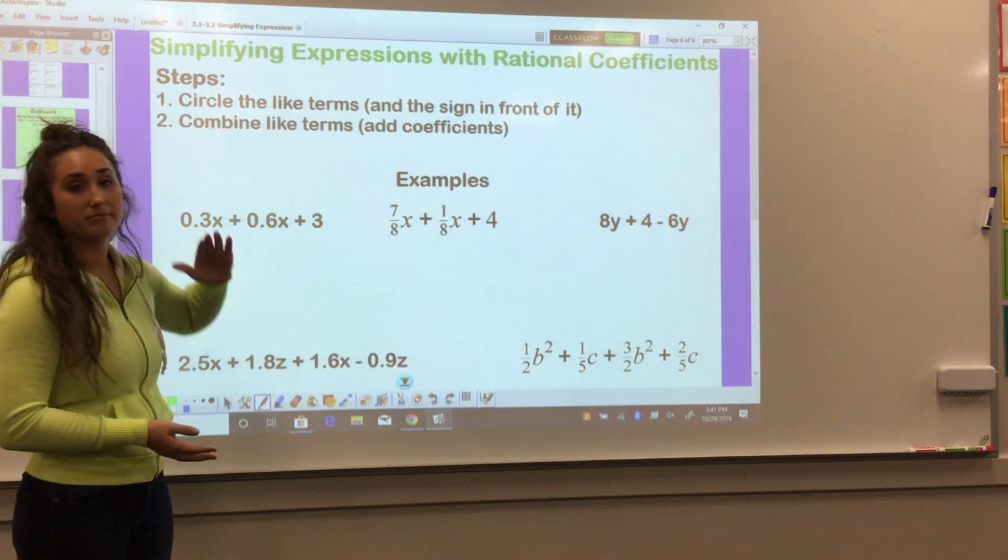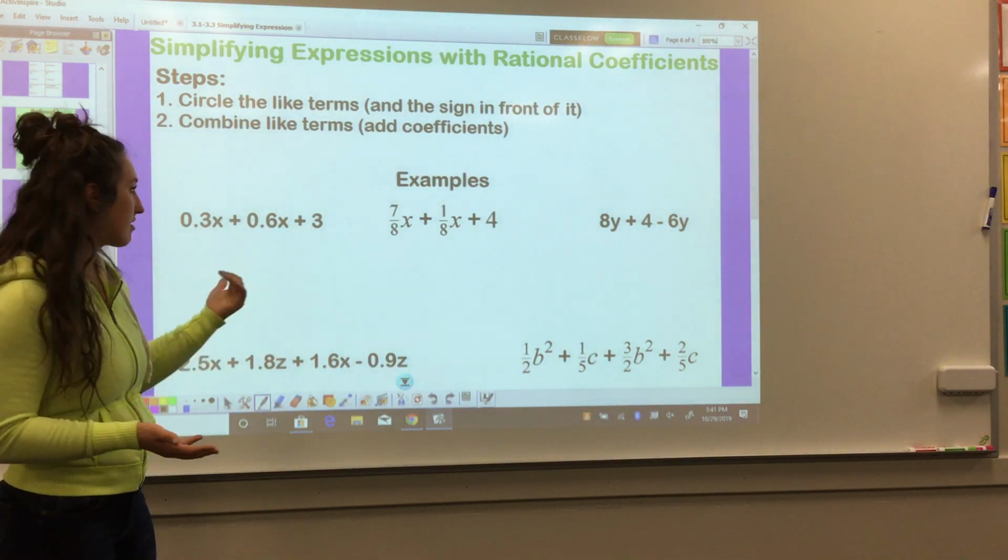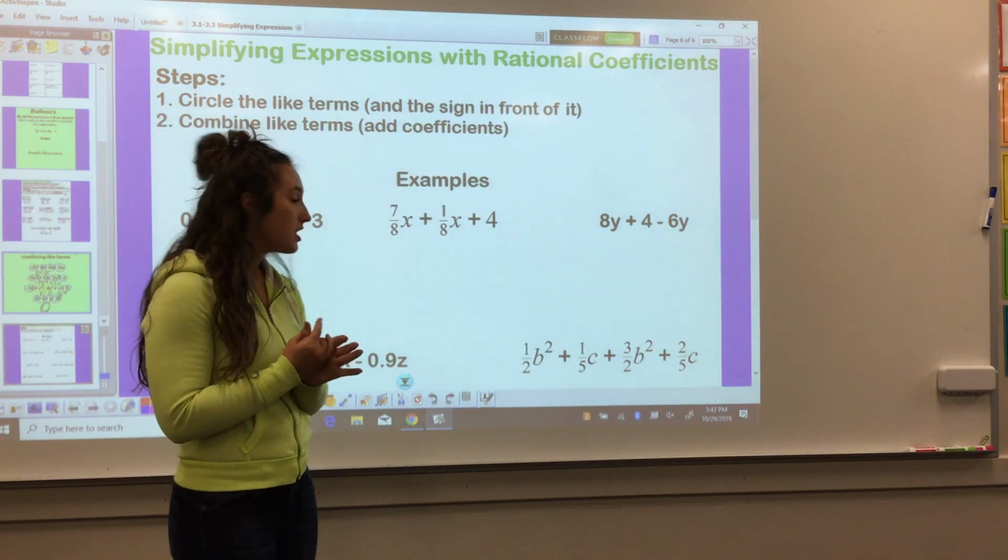So we're going to do the same thing as yesterday, but our numbers are just going to be a little bit more complex to work with.